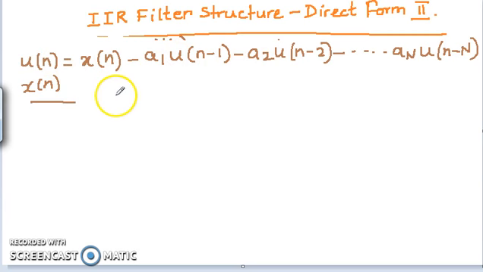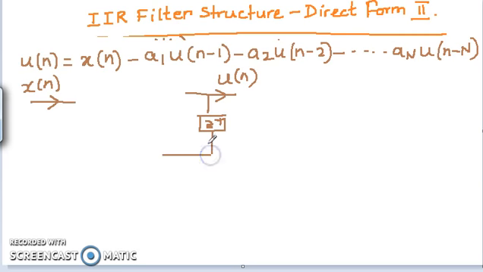If I have u(n) here as my output, and this is my x(n), then I have to put a z operator here, that means a delay element, and here if it is u(n), I am getting u(n minus 1). So this is my u(n minus 1), and here minus a1 is multiplied with it, and now it is added to x(n). So here I am putting an adder.